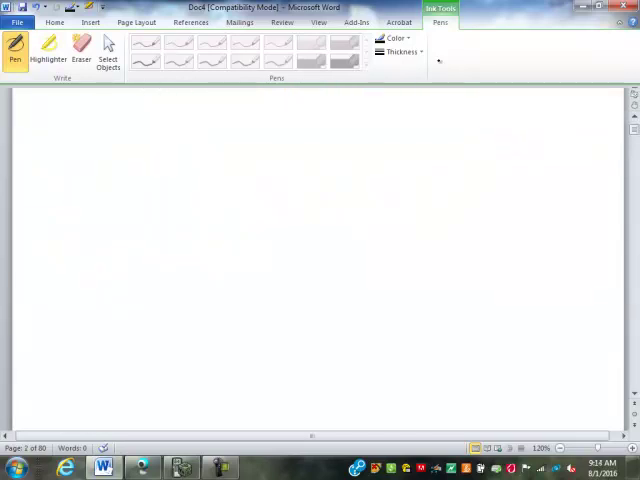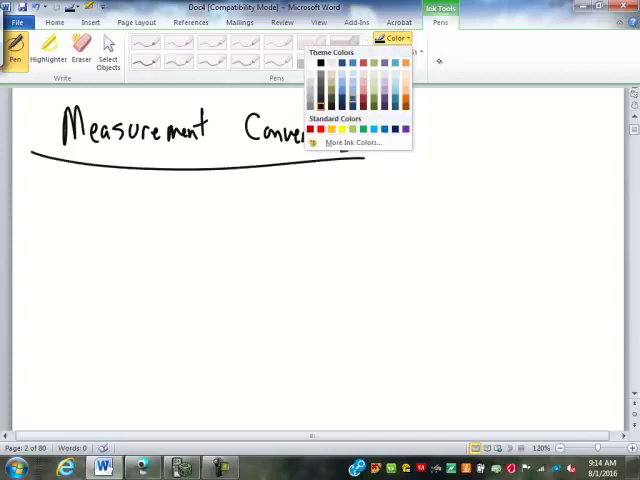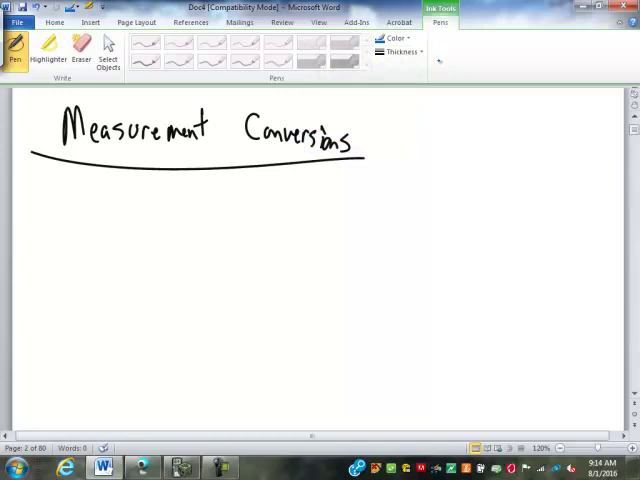The first topic that we need to know for our test is going to be measurements and conversions, measurement conversions. So I'm going to give you a few problems to try. I'm going to have you try them, and then we are going to go over them. So let's see what you remember from things like this.